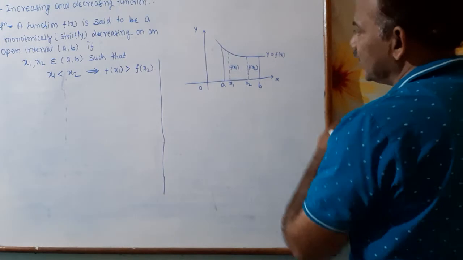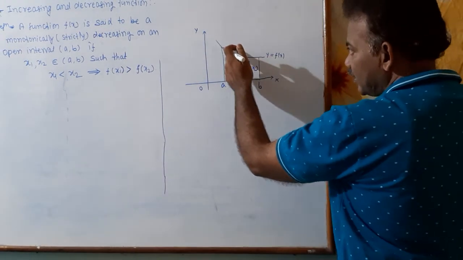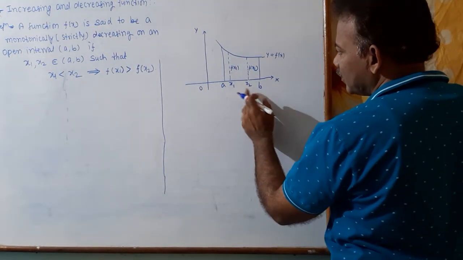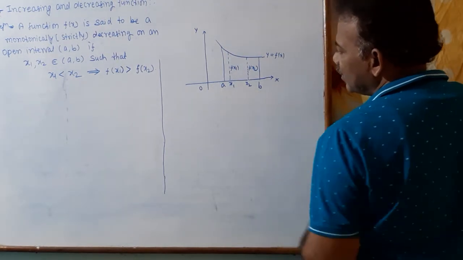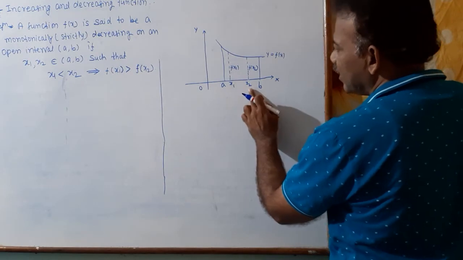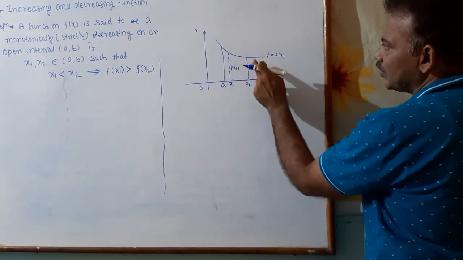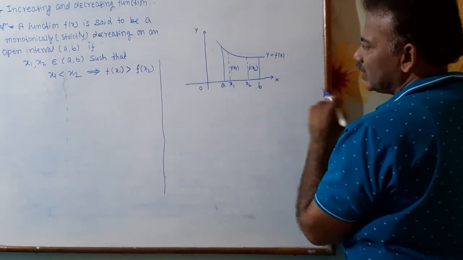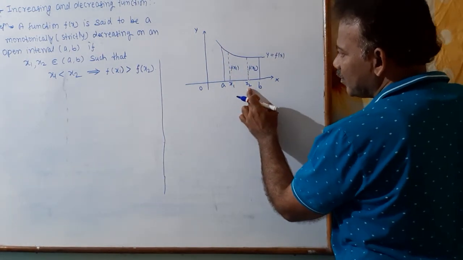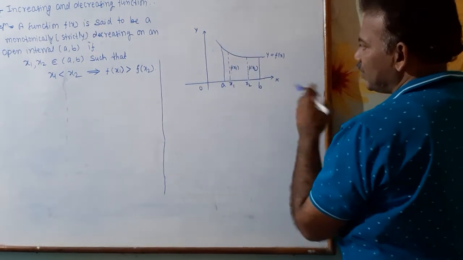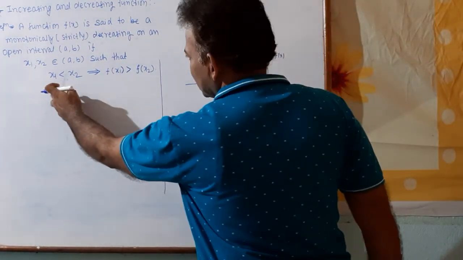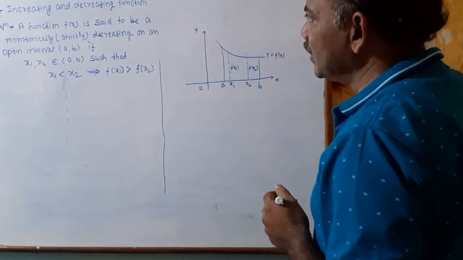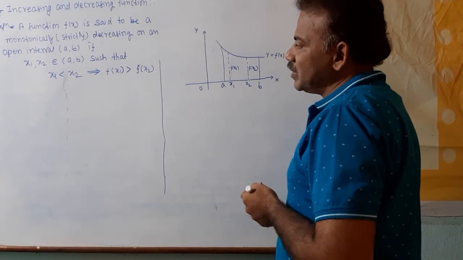You can see the graph of the function, clearly decreasing here. We have taken 2 points x1, x2 belongs to this open interval (a, b). Always x1 less than x2 here, and f(x1) means this length, f(x2) means this length. Always this length is greater than this length. That means we have taken x1 less than x2 here, but f(x1) is greater than f(x2) here. So this condition must be satisfied. The less than sign becomes greater than, and then we say the function is a monotonically decreasing function, right?